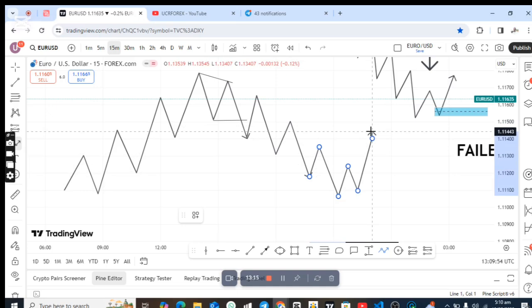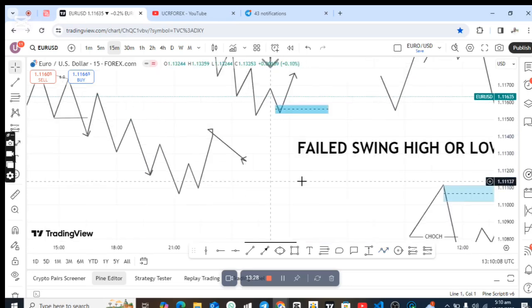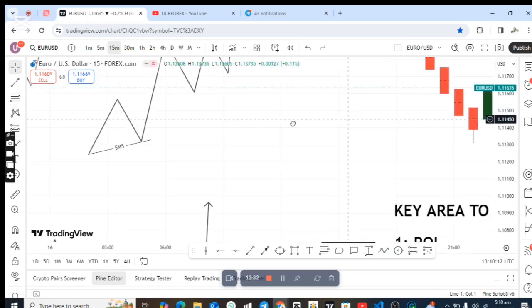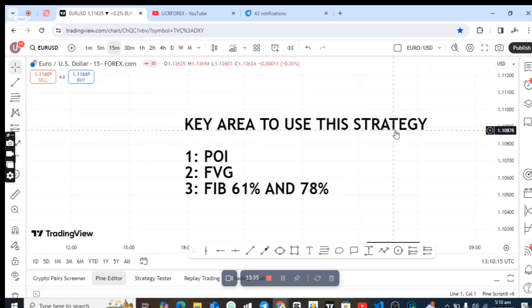You know, something about change of character is that it's not like change of character doesn't work, but sometimes price might not give you that retracement you are looking for. That is why I recommend that before you use this thing, you look at the levels you are expected to look at. These are the key areas where you are expected to look for this particular entry.